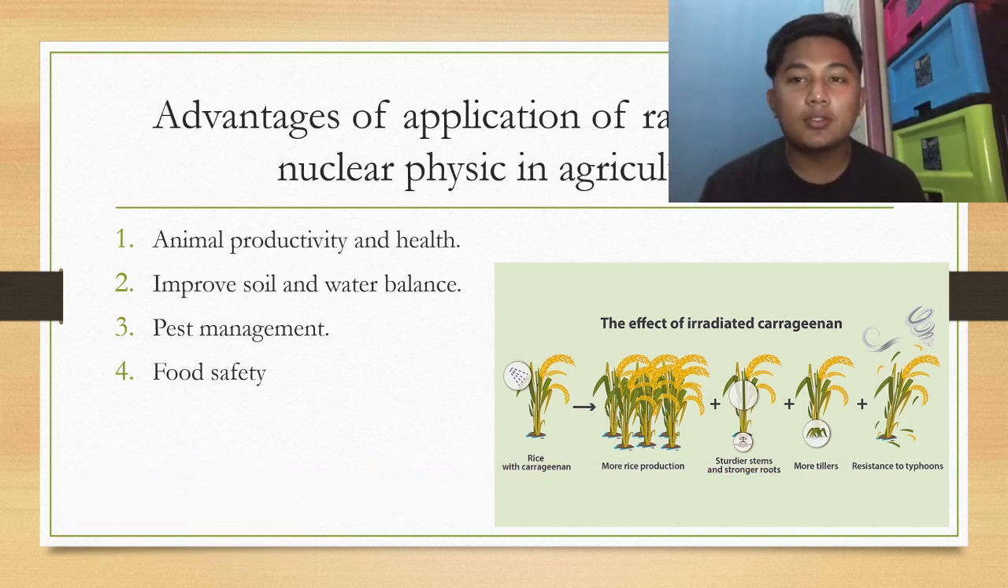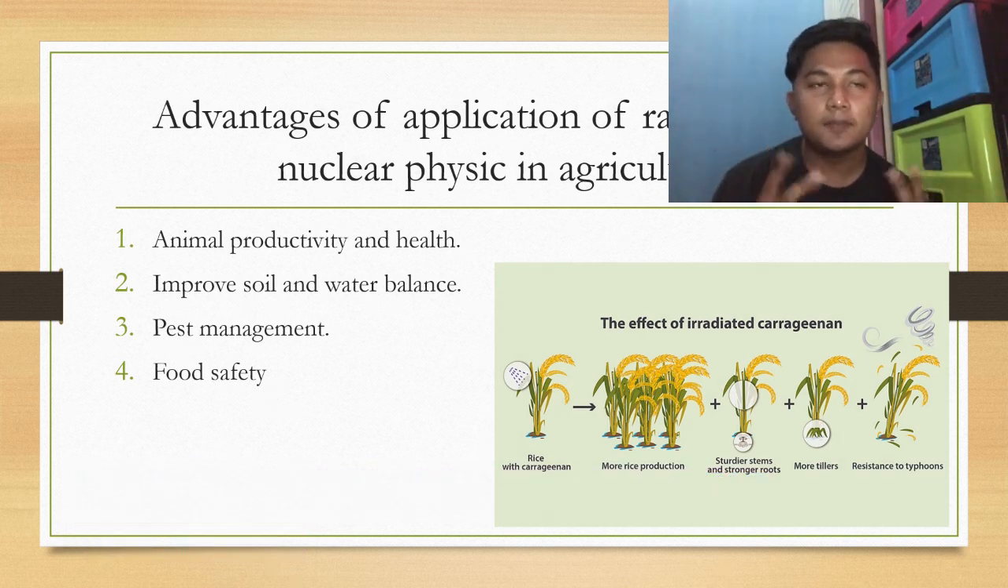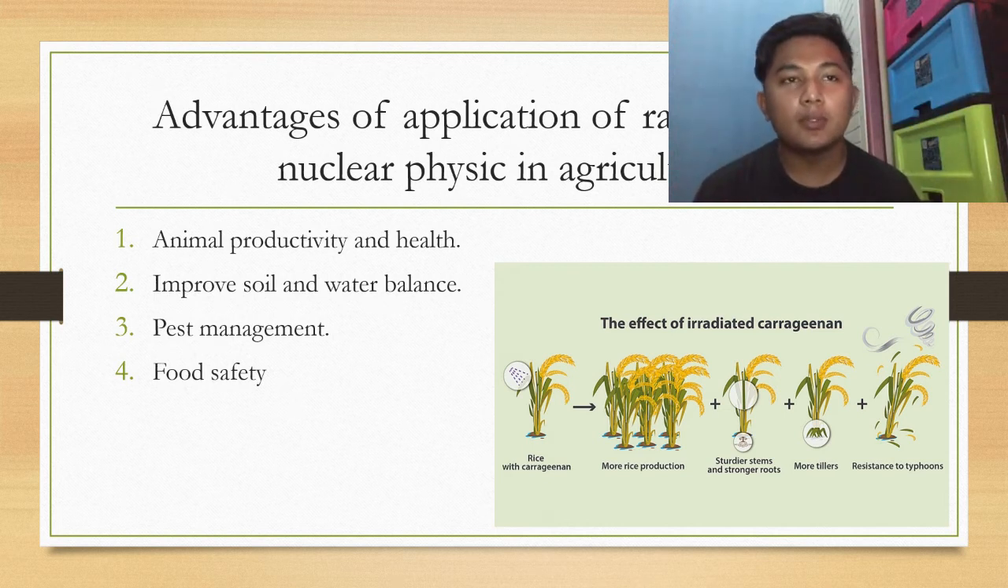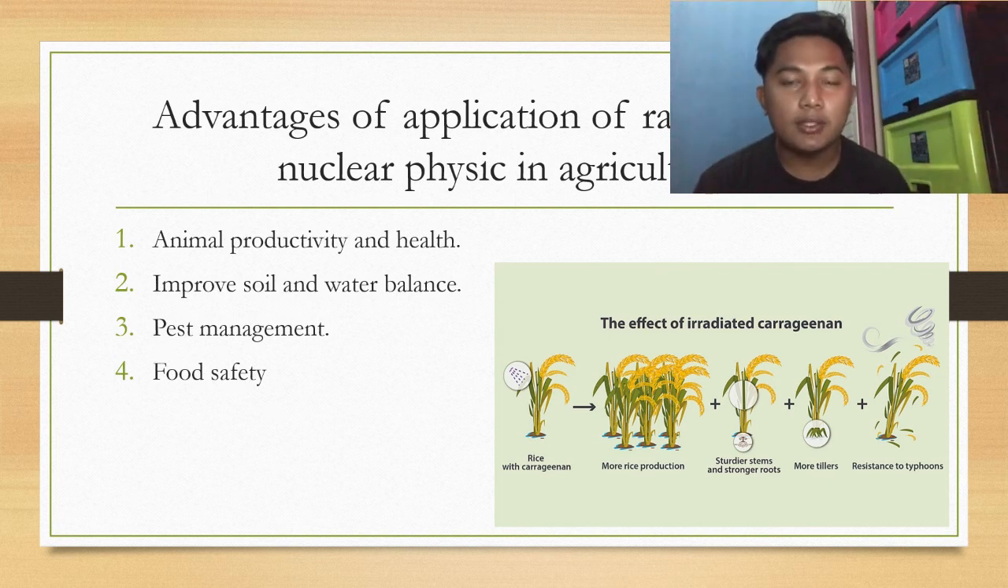So, advantages of nuclear in agriculture. The first is animal productivity and health. Nuclear and related technologies have made a difference in improving livestock productivity, controlling and preventing transboundary animal diseases, and protecting the environment. The second one is improved soil and water balance.